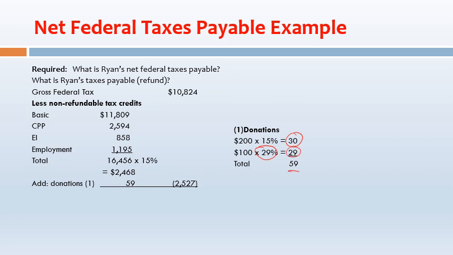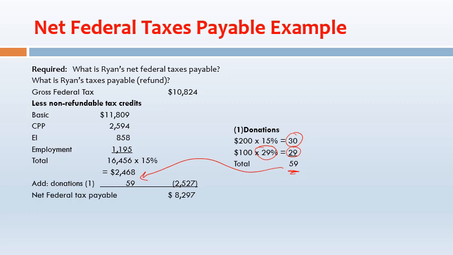It's a higher credit, so it's going to give us a higher credit overall of $29. We'll add these two things together for a total of 59 bucks. We're going to add that 59 over here to our non-refundable 15% base tax credits. We'll add those up. We will deduct them then. Remember, credits reduce your federal taxes, so we add them up and deduct them from our federal tax, which gives us our net amount here.